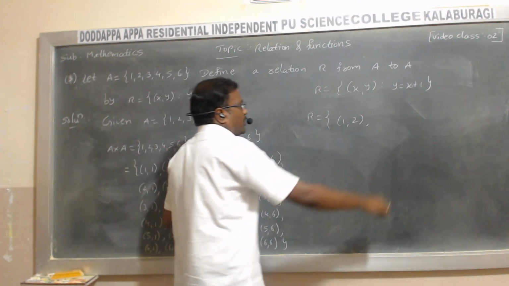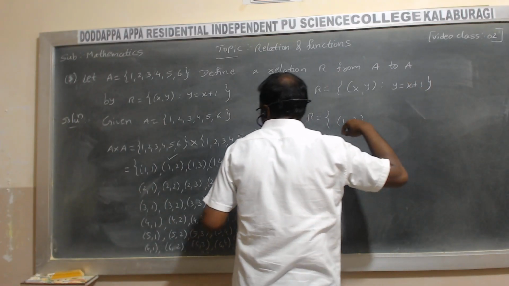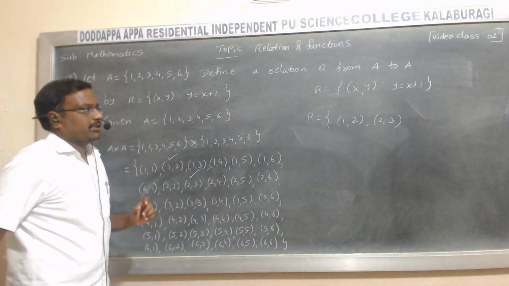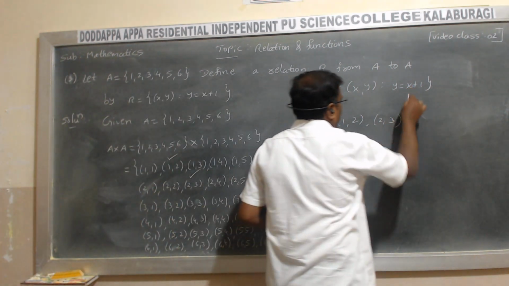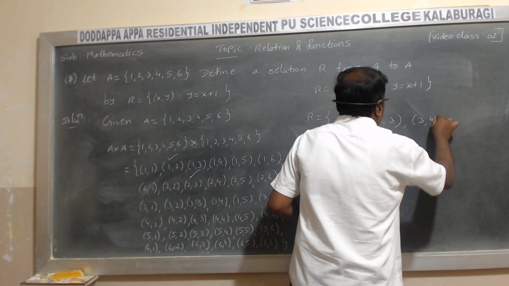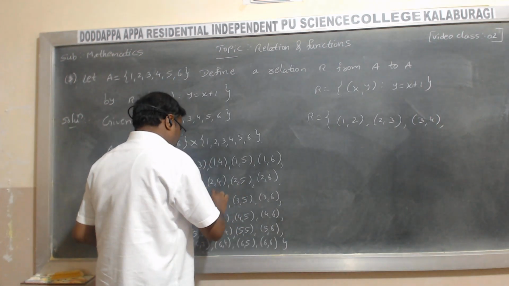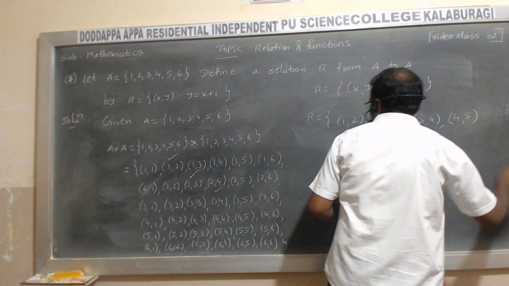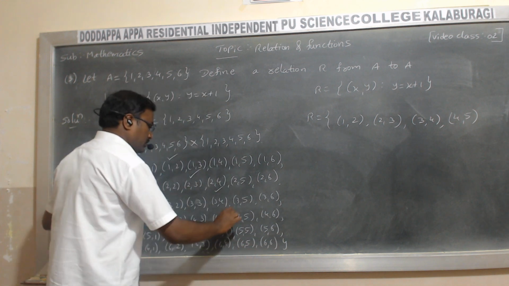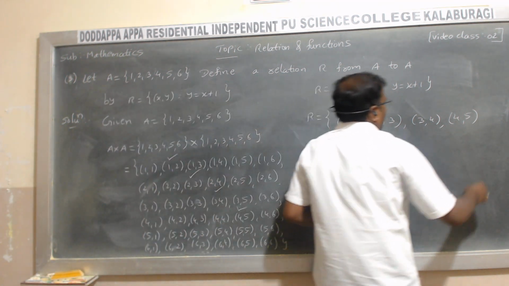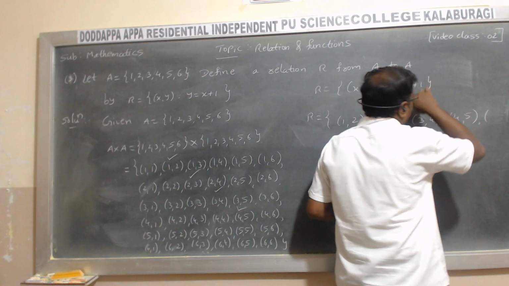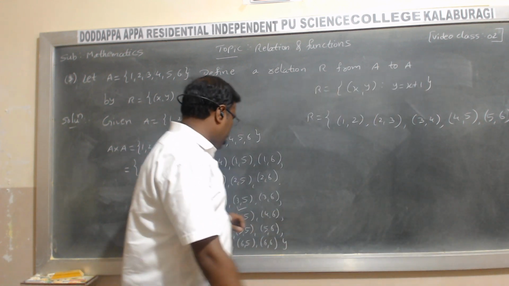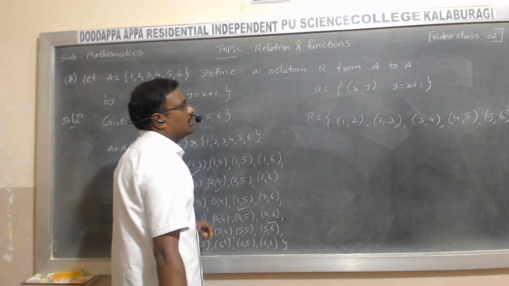Next, if you put x is equal to 2, what is the value? 3. 2 comma 3. If you put x is equal to 3, what is the value? 3 comma 4. If you put x is equal to 4, what is the y value? 5. That is 4 comma 5. If x is equal to 5, we get y value should be 6, that is 5 comma 6.